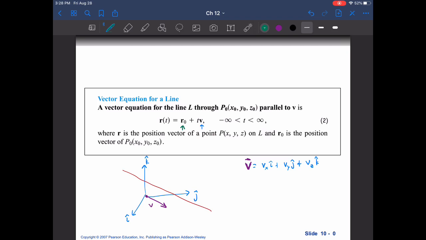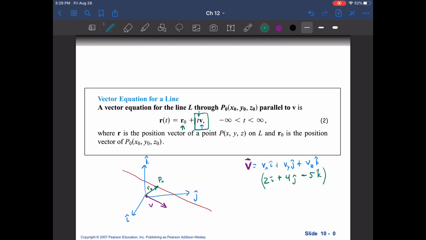So some point P naught is on this line, and we have a vector that points from the origin out to that point, r naught. Essentially we have this part moving along as t changes. As t gets bigger, it tells us how much of a step to take. We had these numbers here, 2, 4, negative 5, something like 2i, 4j, minus 5k.